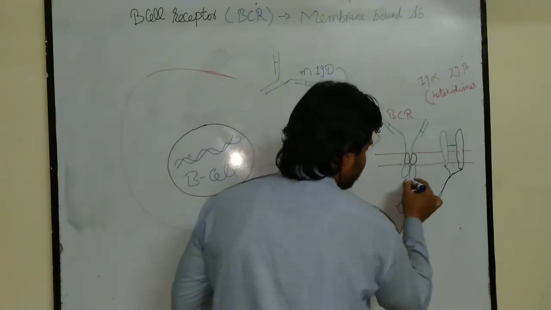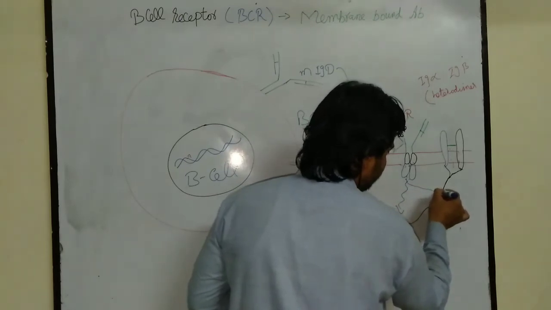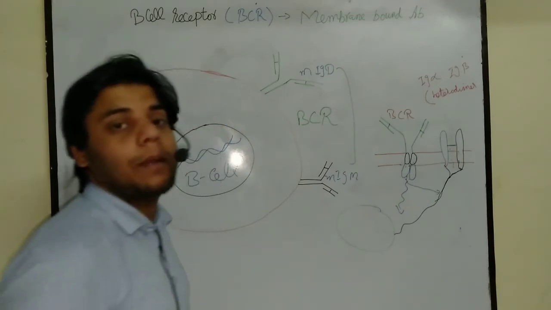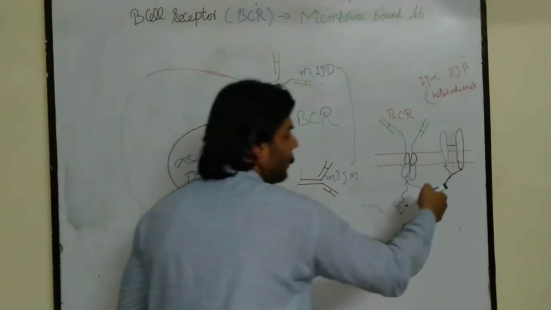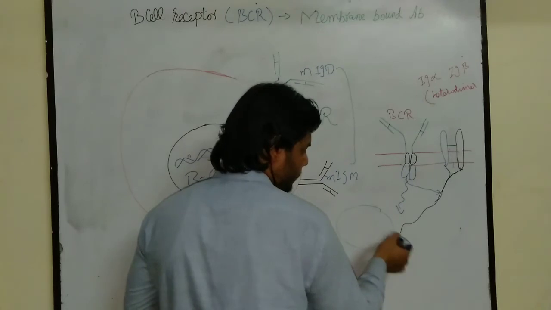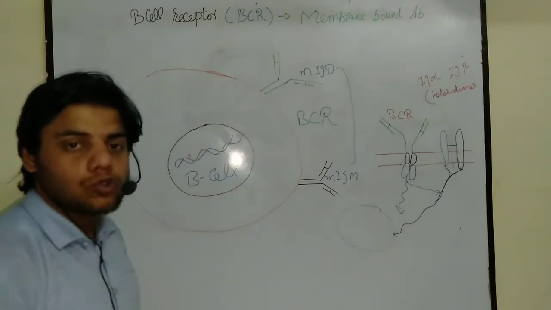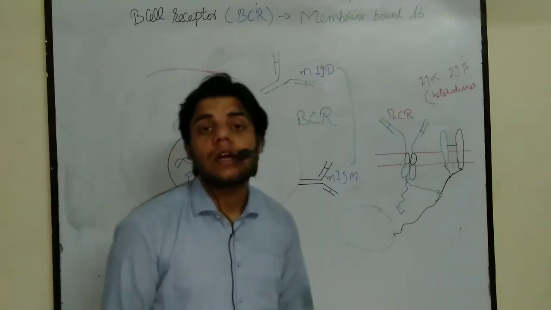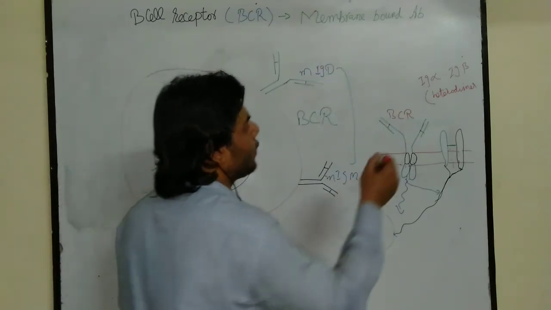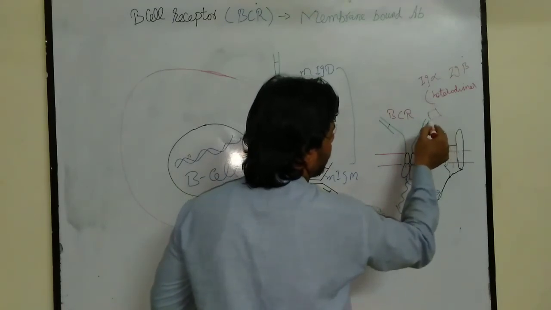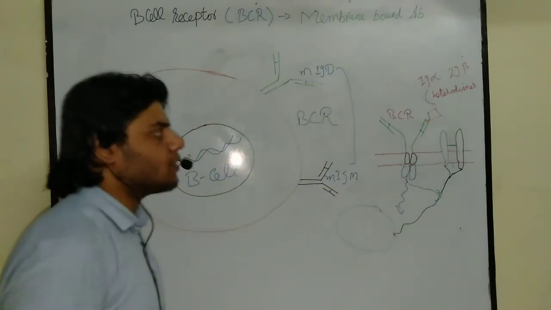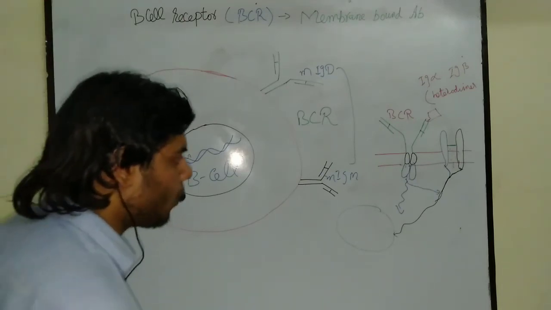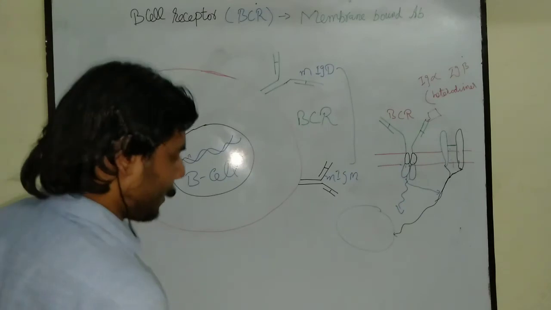First of all, the message is transferred to this chain of the heterodimer receptor. After that, they transfer the same message to the nucleus, and then the nucleus will show a response. The nucleus will produce some kinds of responses against this pathogen. Let's suppose this is a pathogen which is recognized by the B cell receptor. So this is how the B cell receptor performs its function in B cell activation.